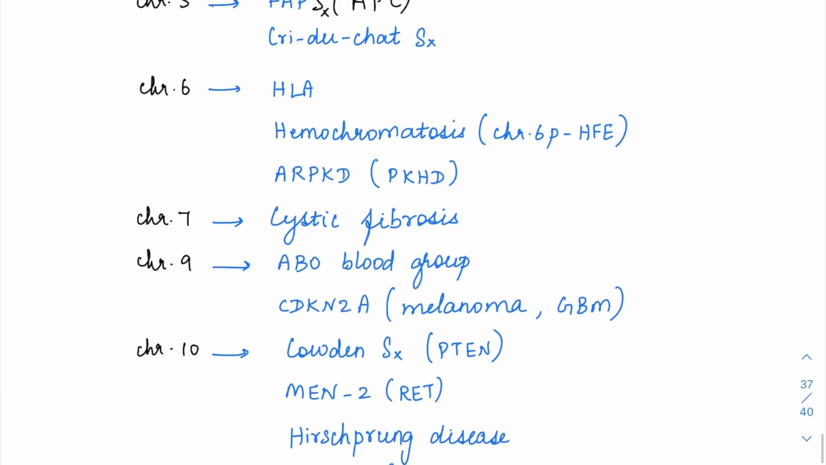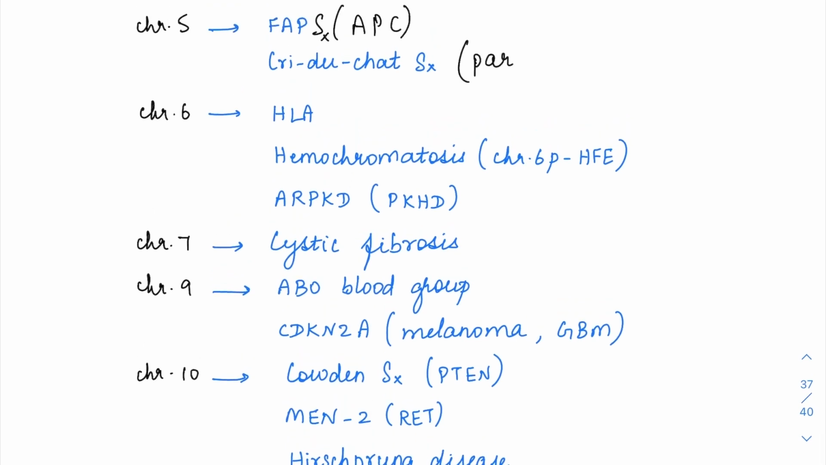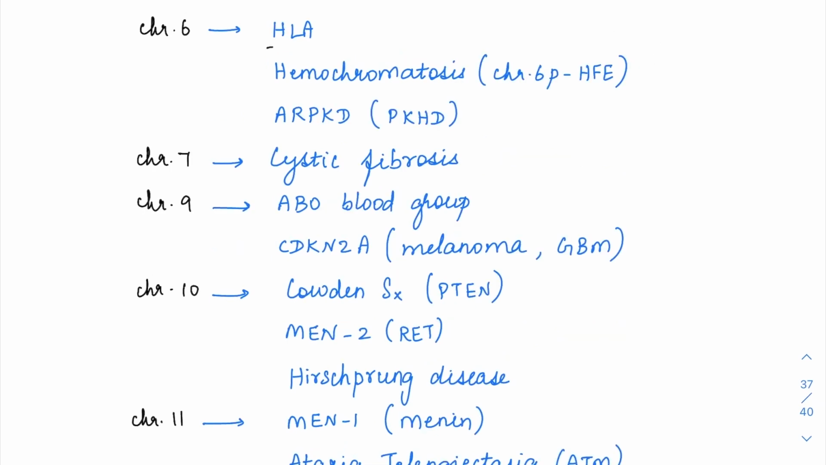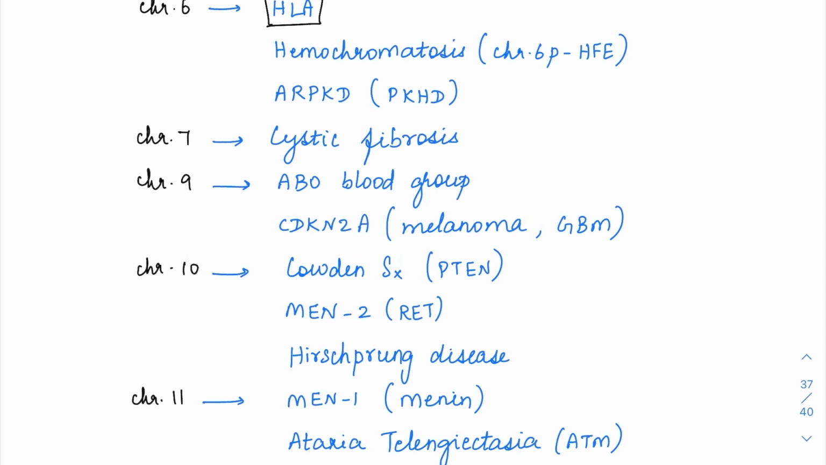Cri-du-Chat syndrome, so cry like cat, I told, right? So that was partial deletion of chromosome 5p. Then chromosome 6, HLA gene was important, HLA gene. Then you also have a HFE gene which is seen in hemochromatosis. So one of the genes mutated in hemochromatosis is HFE gene which is present on chromosome 6p again.